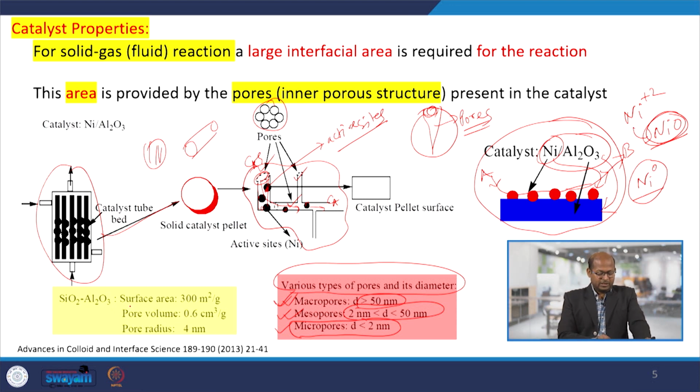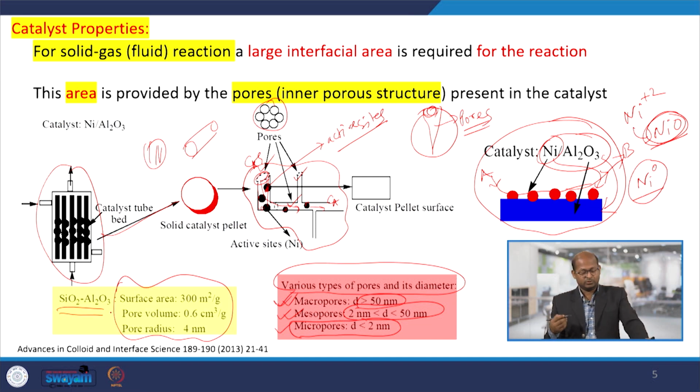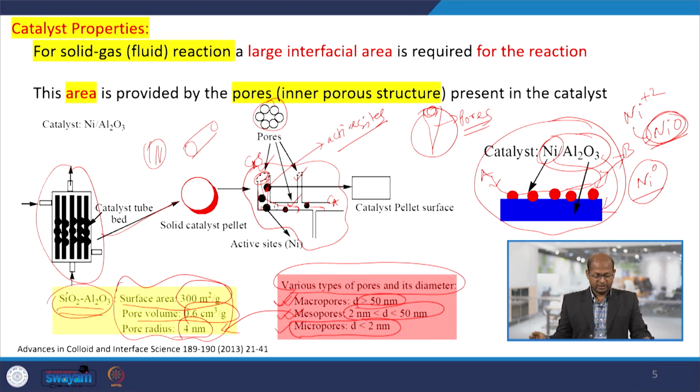In this particular silica alumina support, the surface area is very high, 300 square meters per gram of catalyst, the pore volume is usually 0.6 cubic centimeters per gram, and the pore radius is 4 nanometers. Since 4 nanometers is in the mesopore range, we can say these are mesoporous materials. Experimentally these are things we can measure, and based on that we can say whether the catalyst or surface we have synthesized is a mesoporous, microporous or macroporous material.